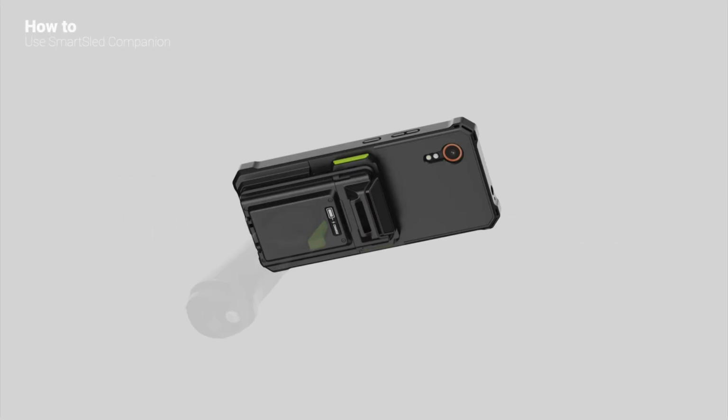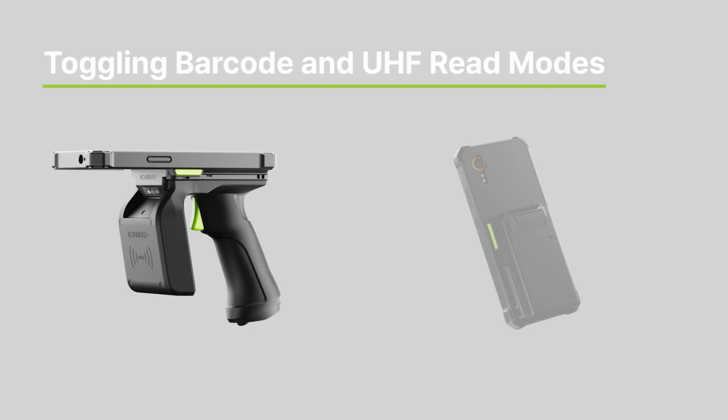The KDC1000 and 1100 are compatible with multiple SmartSled companions. When using the long range or the short range UHF reader for KDC1000 or 1100, you will need to toggle between barcode and UHF read modes. To toggle between modes, press the following sequence using the left to right scan buttons within 3 seconds. Left, left, right, right, left, right.